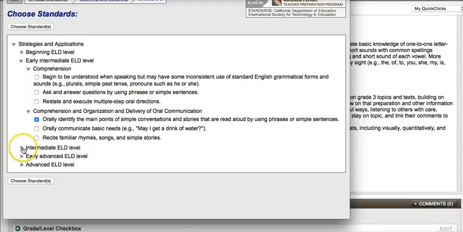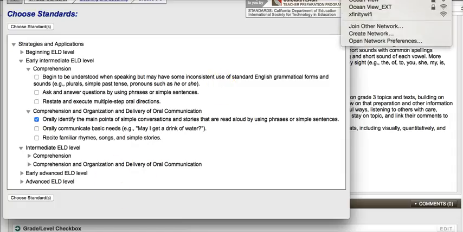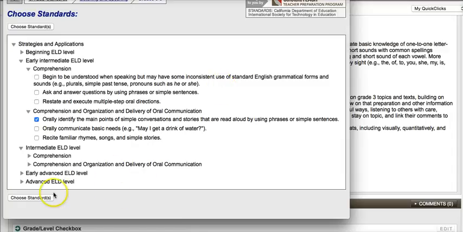I just want to show you if this was an intermediate child for the same area. As I open this one up, hopefully it will open soon. I do not understand what's going on with my computer today, but you know, sometimes it's great and sometimes it isn't.